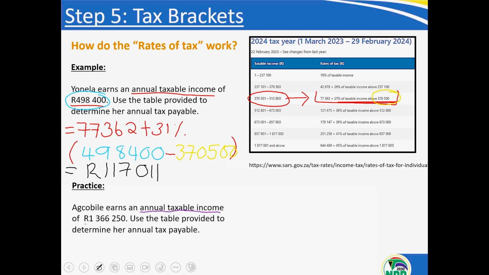We are then told that her annual taxable income is 1,366,250 Rand. So let's see where in the table her annual taxable income falls under. If you said tax bracket 6, you are correct. And once again, we look to our right for the tax rate. So the tax rate I have now underlined in purple. So take a moment, use the example above, and insert the calculation into your calculators, and we will check together if you got the answer right.